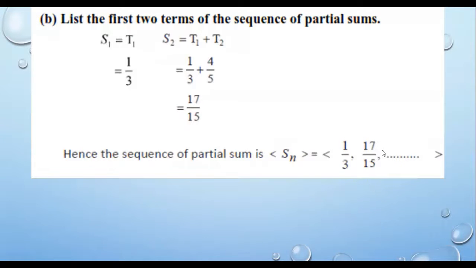17/15, comma. To find the third term, you will add the first term, second term, third term. You'll put it here. To find the fourth term, you add the first term, second term, third term, fourth term, and put it here. I hope you got it.